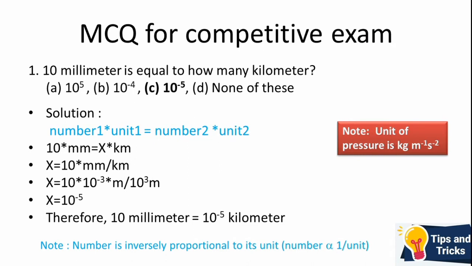I would like to apologize for a mistake in my previous video. There was a typo in the examples for derived physical quantity. The unit for pressure was mentioned as meter square kg per second square. Sorry for that. The unit of pressure is kg per meter per second square. So with this, let us start.